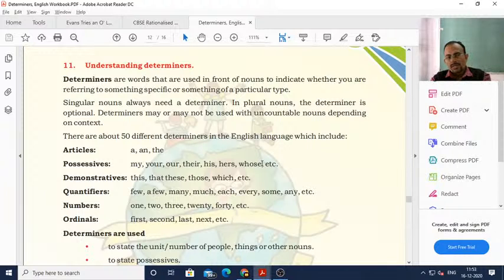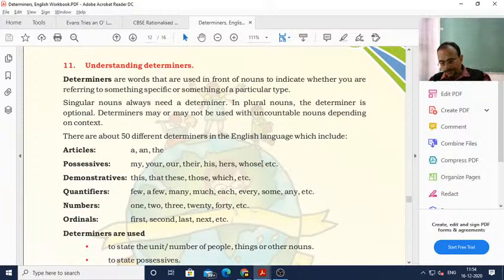Dear students, determiners are those words that are used in front of nouns to indicate whether you are referring to something specific or something of a particular type. Singular nouns always need a determiner. In plural nouns, determiner is optional. Determiners may or may not be used with uncountable nouns depending on context. And there are about 50 different determiners in the English language.